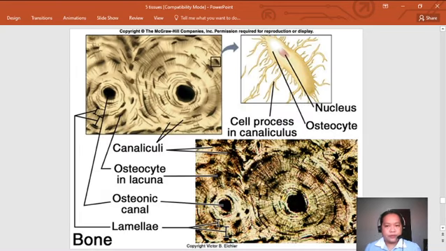So this is the osteocyte. This is the Haversian canal, the dark solid dot, the osteonic canal or the Haversian canal. Now, to communicate with other osteocytes, there are the canaliculi, tiny, thin projections coming from the lacuna.